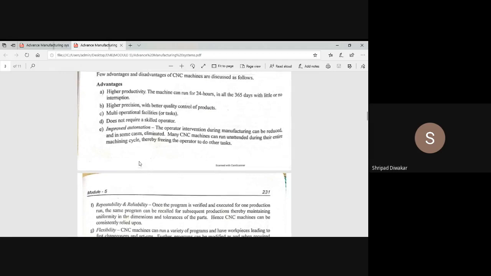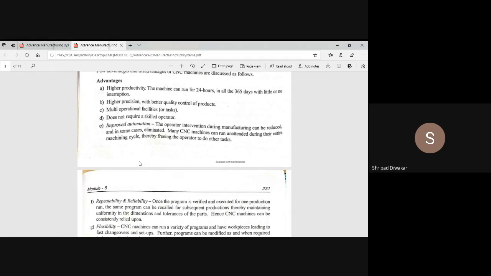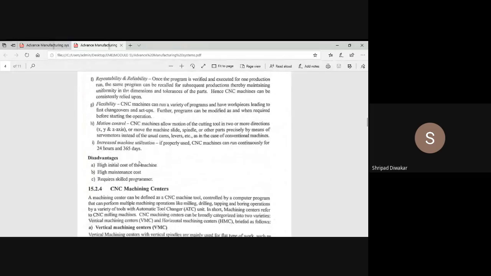Next, improved automation means, as I said, we can get higher production rate in case of CNC machine. So improved automation is possible. Next we are having reliability and repeatability. Repeatability means suppose I want to turn a diameter of around 200 from a given workpiece. If a conventional machine is used, then every time you have to change the job. But in case of CNC machine, we can perform the same kind of operation for multiple workpieces, that is called repeatability.